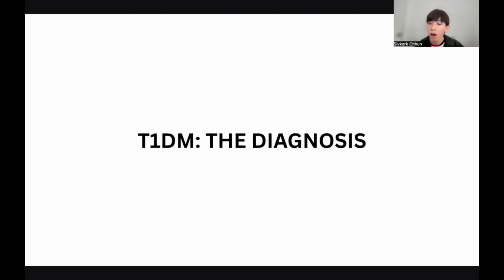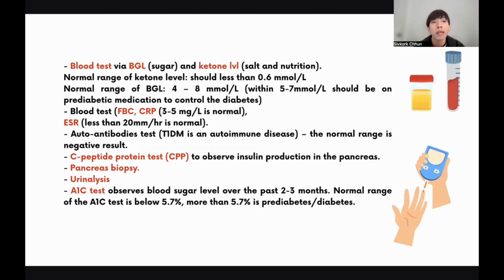So what are the diagnoses of type 1 diabetes mellitus? They include a blood test. What I mean by blood test here is the blood glucose level check, so checking the sugar level. Again, the normal range of blood glucose level should be 4 millimole per liter to 8 millimole per liter. But those in the 5 to 7 millimole per liter range should be on pre-diabetic medication to control the diabetes, to prevent it from developing into actual diabetes.